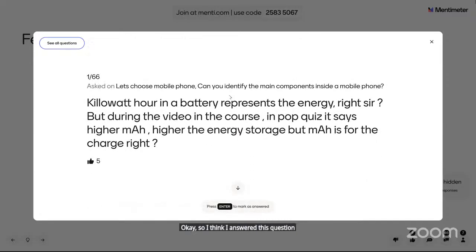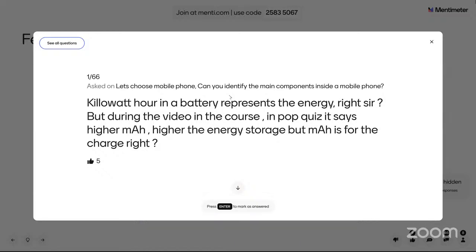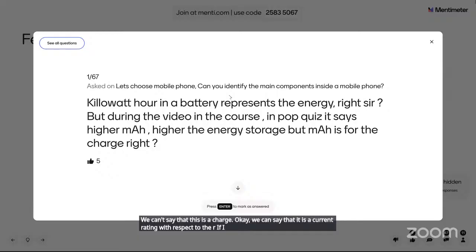Kilowatt hour in a battery represents the energy, right? Yeah, power multiplied by the time is the battery energy. Basically, we represent milliampere hour as a current rating. We can't say that this is the charge. We can say that it is a current rating with respect to the hour. If I remove that 1 hour duration, we can say the current is in milliampere. So that's why it is I.